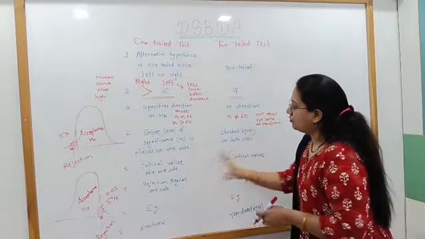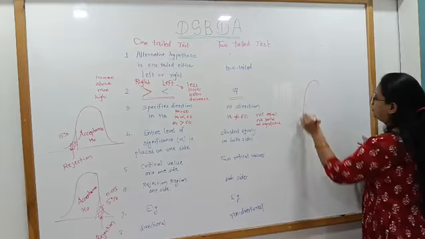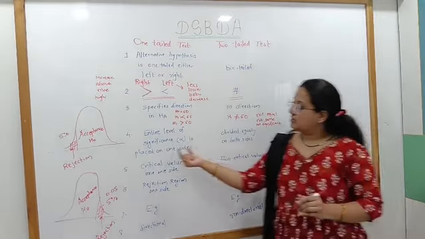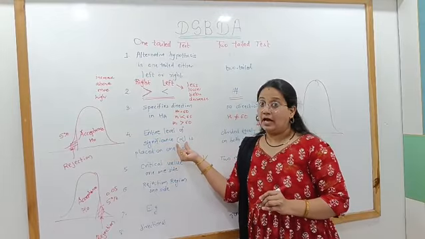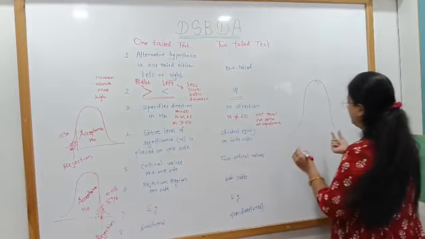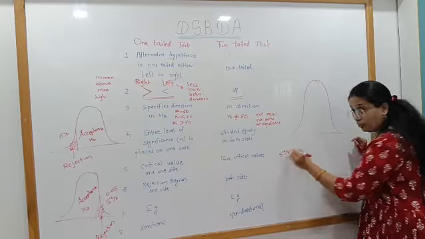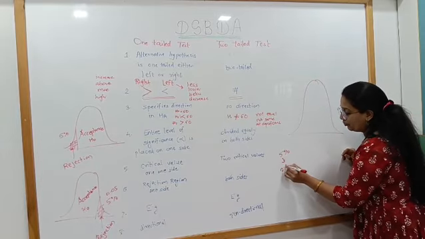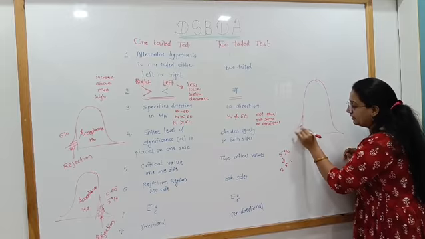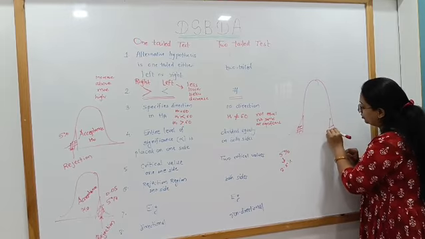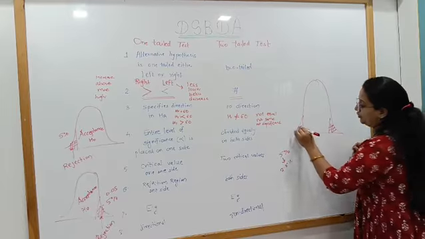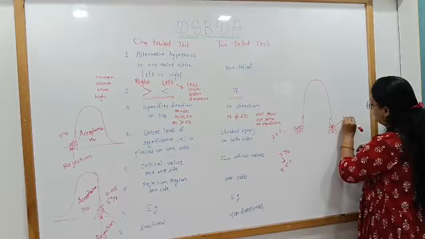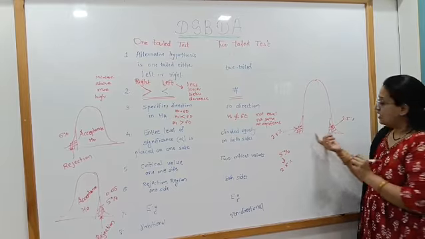Clear this point? Now I will draw the diagram for the two tail test. Suppose my level of significance, the value of alpha, is 5%. For a two tail test, I will divide this 5% into equal parts, that is 2.5%. So my critical region is equally distributed on both sides: 2.5% on the left side and 2.5% on the right side.